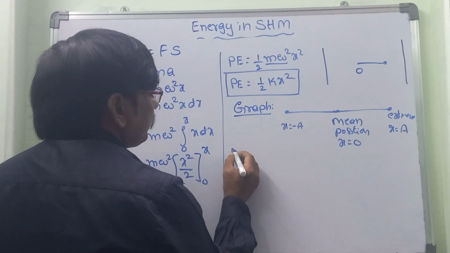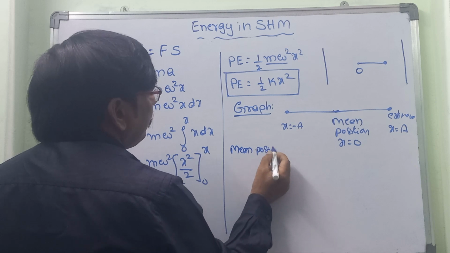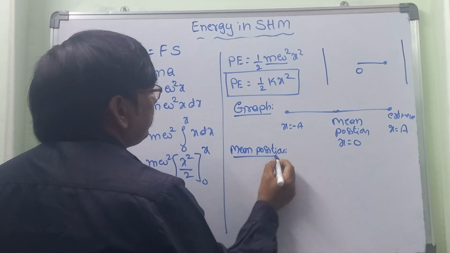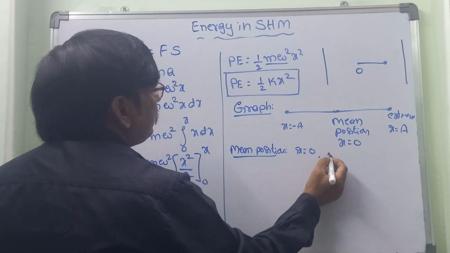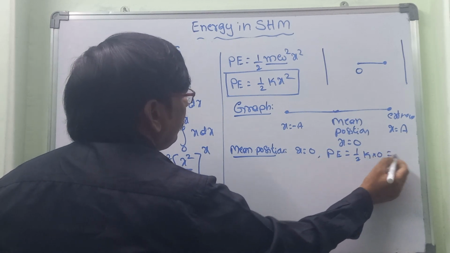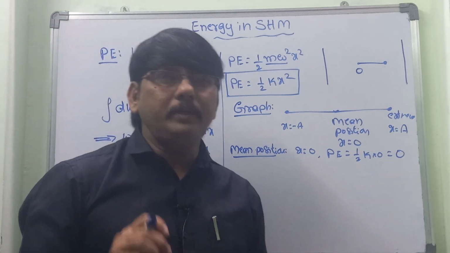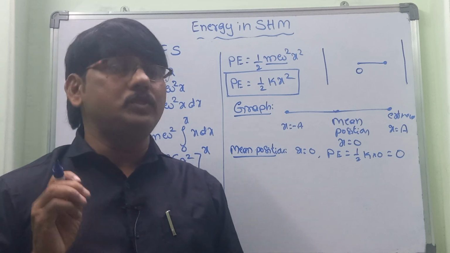Now let's take mean position. At mean position, x is equal to 0. So P is equal to how much? Half k into 0, that is equal to 0. Means potential energy at mean position is equal to 0.